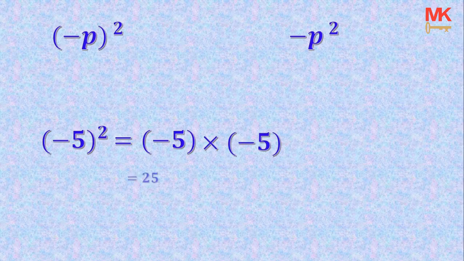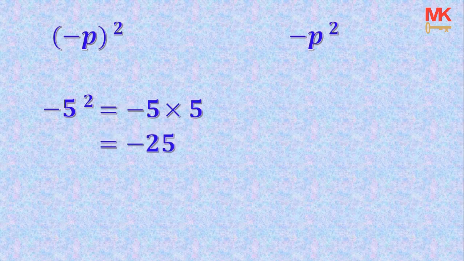Now on this note, if we have (-5) in brackets all squared, it means it can also be written as -5 multiplying -5, which gives us positive 25. However, if we have -5² without a bracket, this is also written as -5 multiplying 5, which gives us a negative 25.